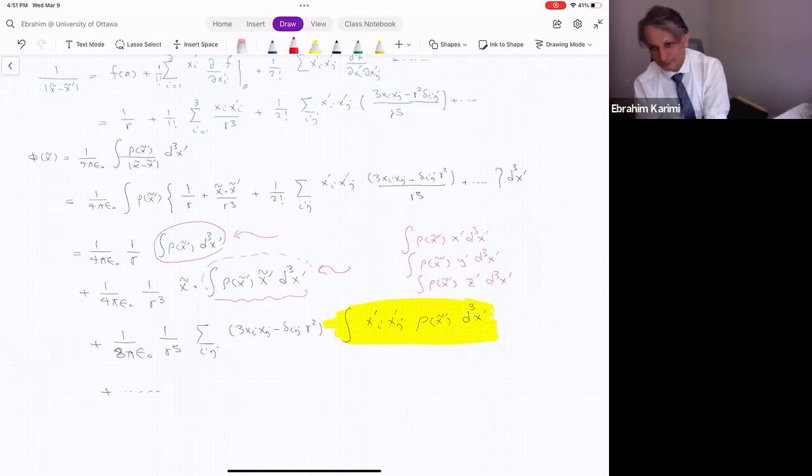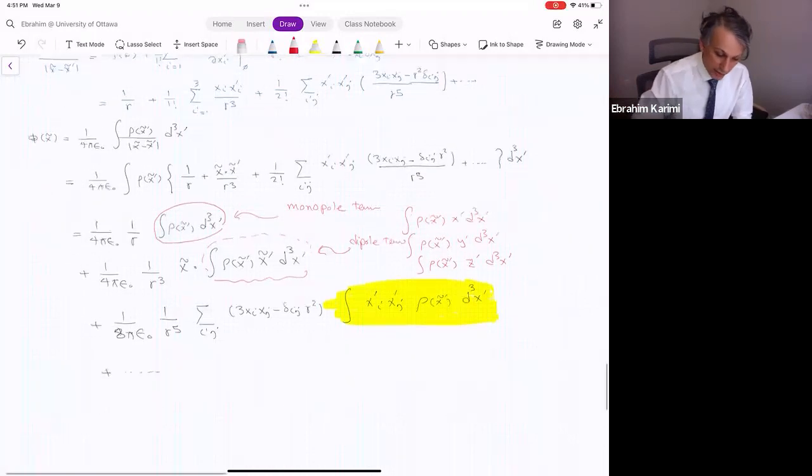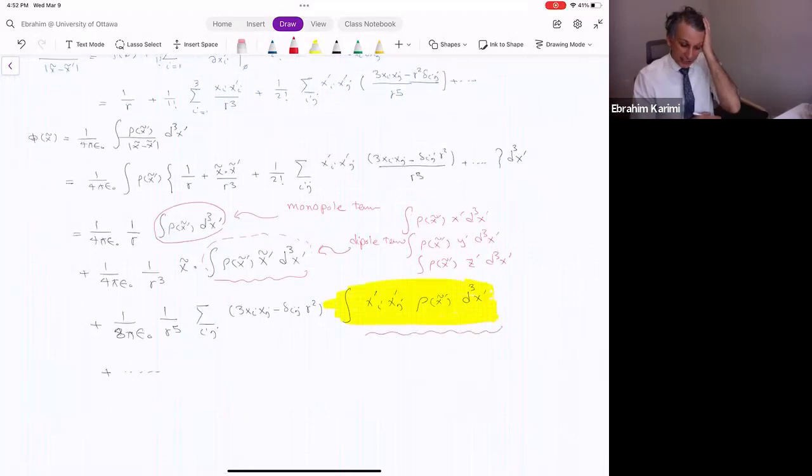This dipole moment, right? This dipole moment is the charge multiplied by the distance. Clear? So this is the monopole term. This is a dipole term. Look at that term. Essentially, if you look at that term, it is getting a little bit more complicated.